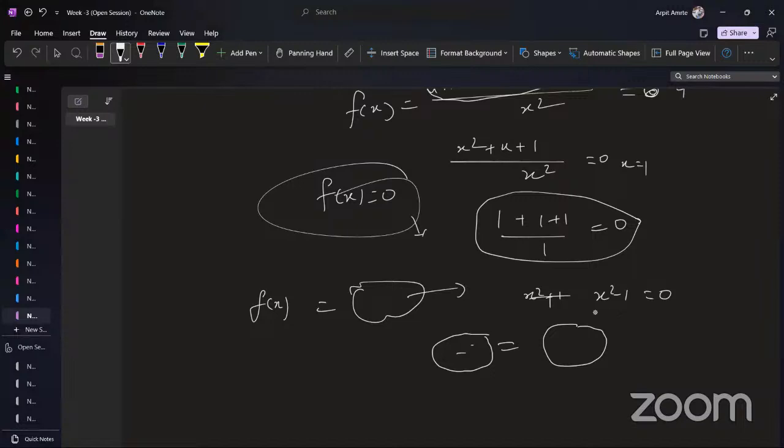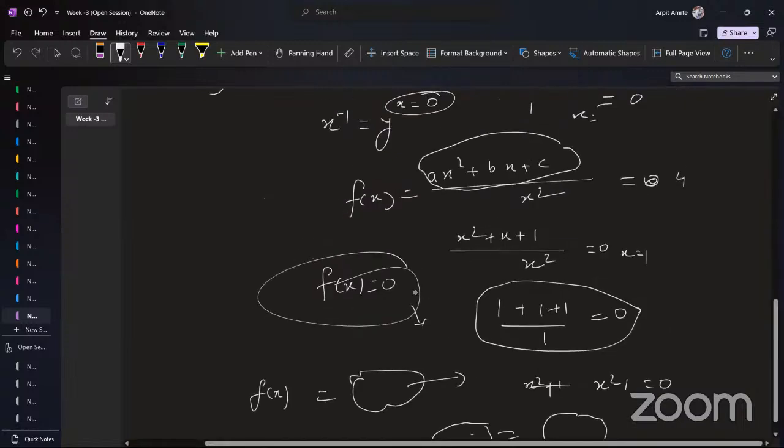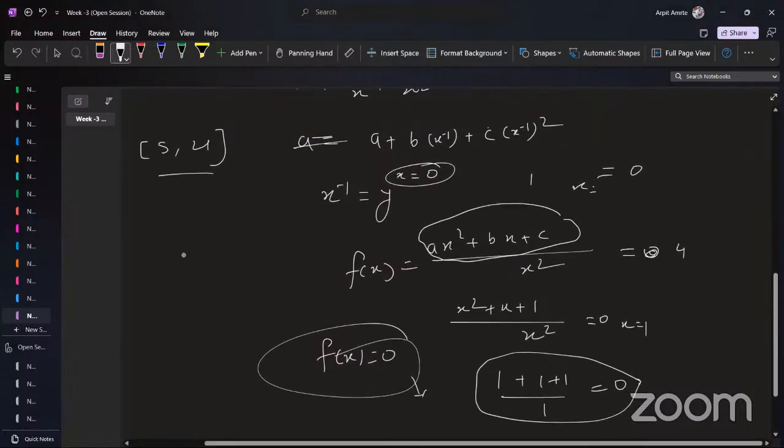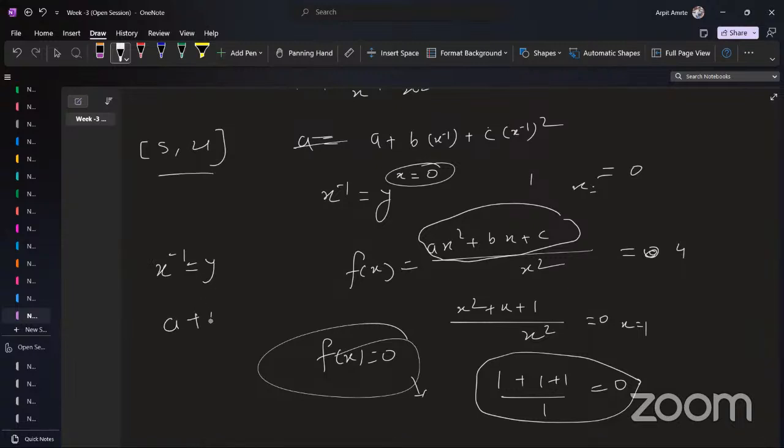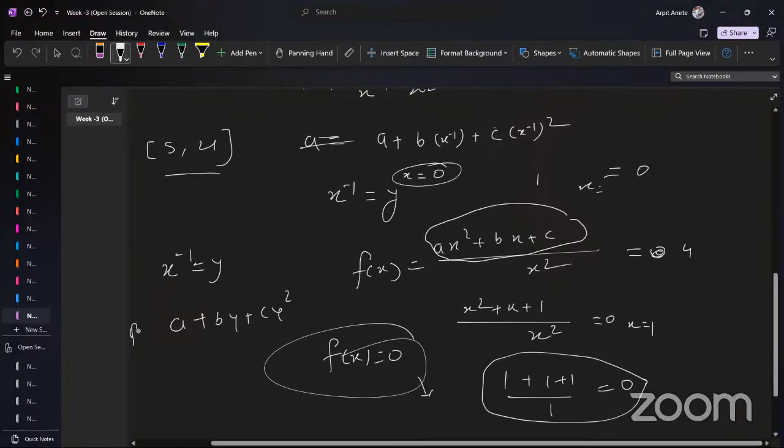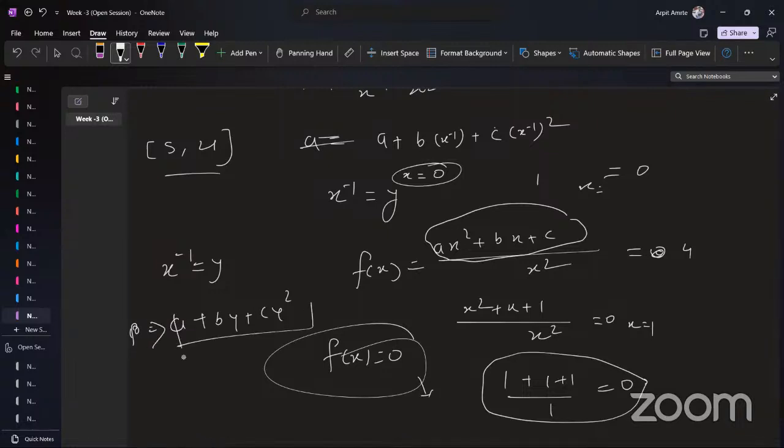Sir, so we can say that a plus b by x plus c by x square is not a quadratic function, but can be a quadratic function. Exactly. It can be a quadratic function if we reduce the domain. Then we say, take x inverse equals y. Then your term will look like a plus b y plus c y square, your f(y) looks like this. Then this will become your quadratic function, but in this domain only. If you include 0 here, this will not be known as a quadratic function.